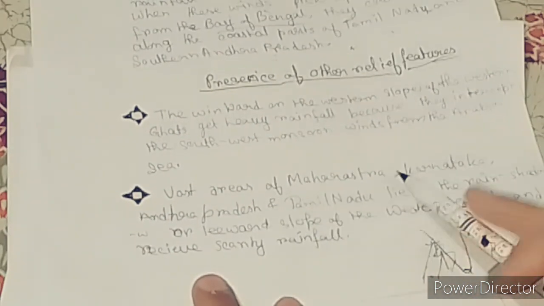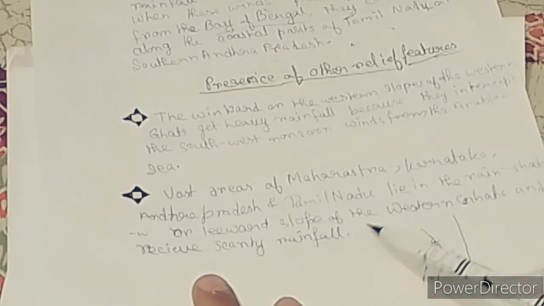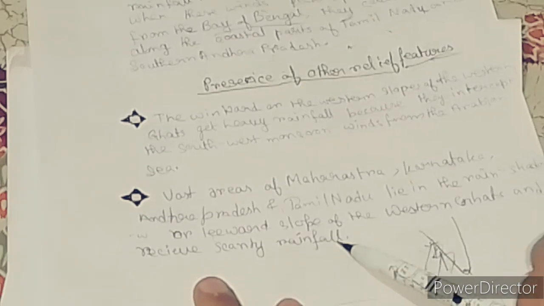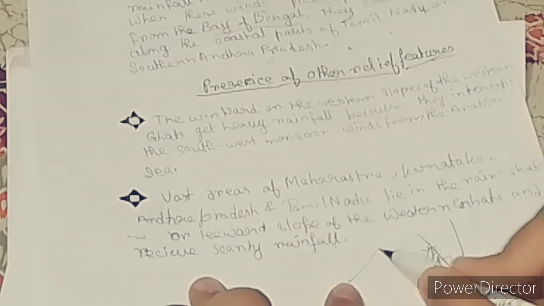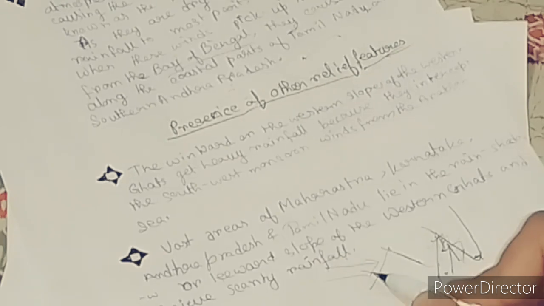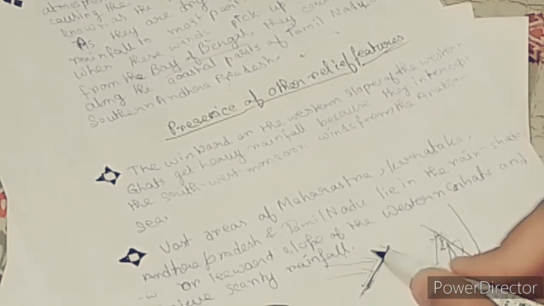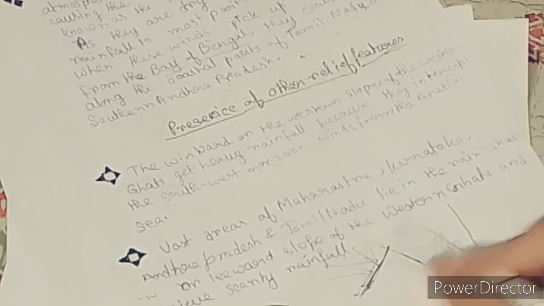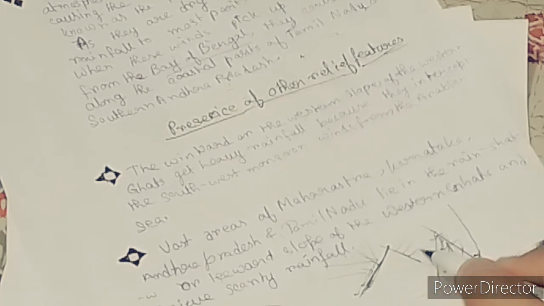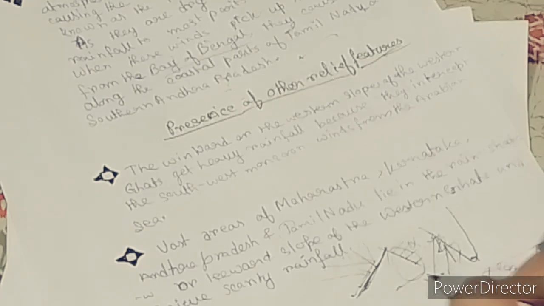Now, vast areas of Maharashtra, Karnataka, Andhra Pradesh, and Tamil Nadu lie on the rain shadow or leeward slope of the Western Ghats and receive scanty rainfall. Now, what is the leeward side? Suppose it is a mountain and some winds are coming this side. This side of the mountain is getting heavy rainfall, but it is also deflecting back the wind, so this side of the mountain is not getting any rainfall. This side of the mountain is known as the leeward side.